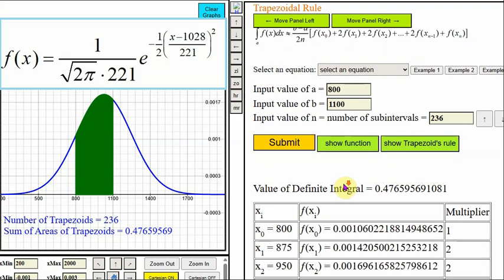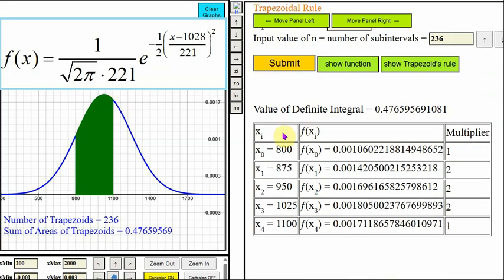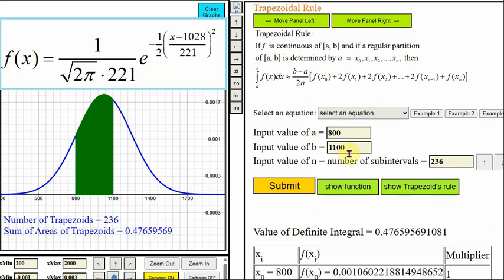And so in summary, to use what's called Trapezoid's rule, the first thing we need to do is divide the interval, in this case 800 to 1100, into n sub-intervals, and then find the function values for each x, and then use this formula right here to find the value of this shaded region. And that's the end of the video.